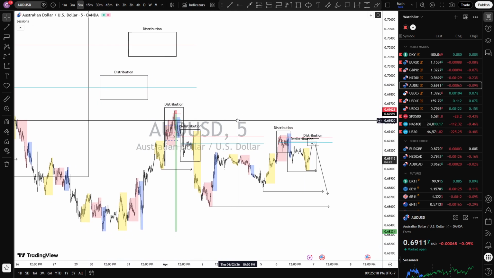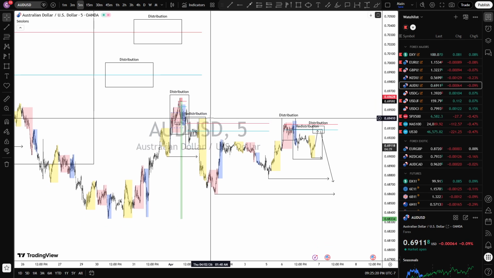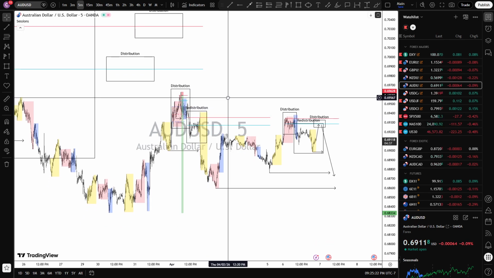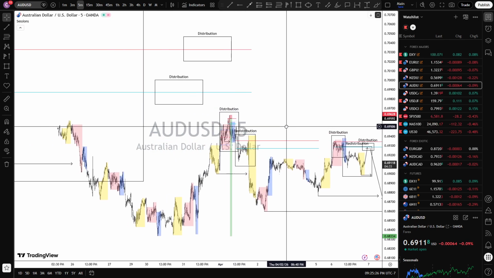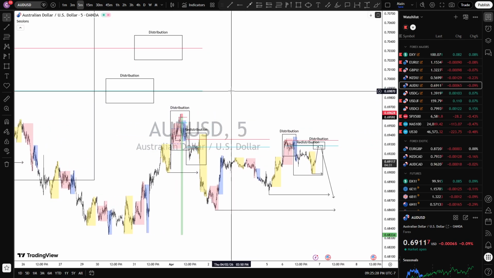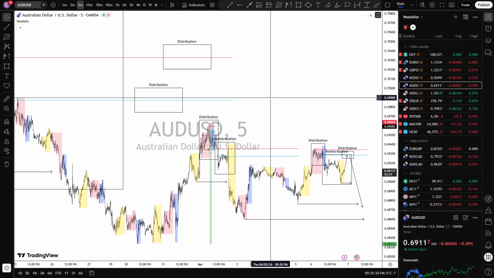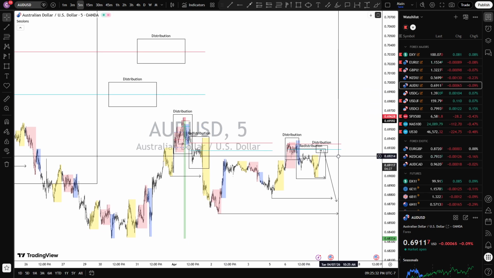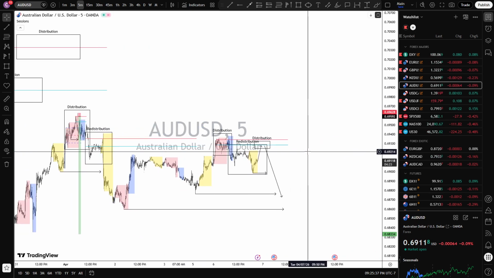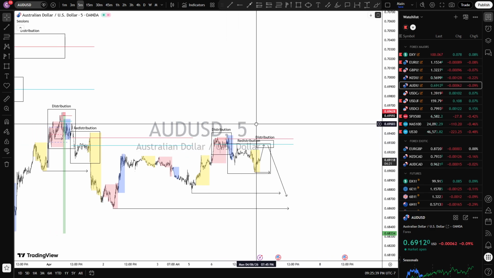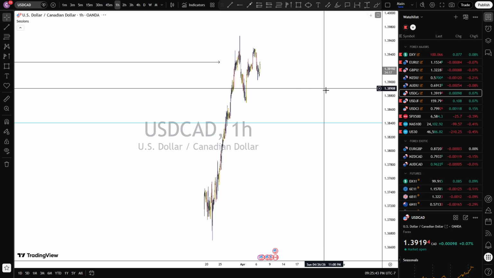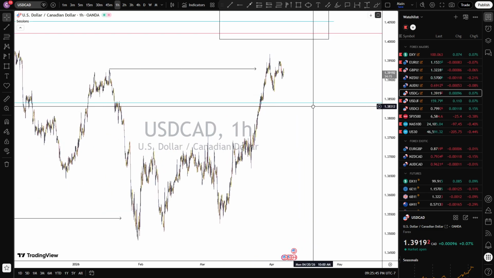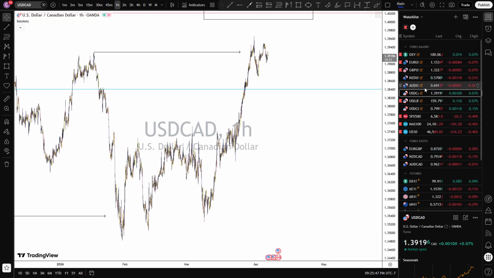This doesn't really mean anything to me because this was the mitigation. It didn't make a new low, so this doesn't hold anything for me. So I'd want to see it go higher if it does break this distribution. And then USD CAD. USD CAD is just in the middle of nowhere for me, so I'm not really gonna look at it.